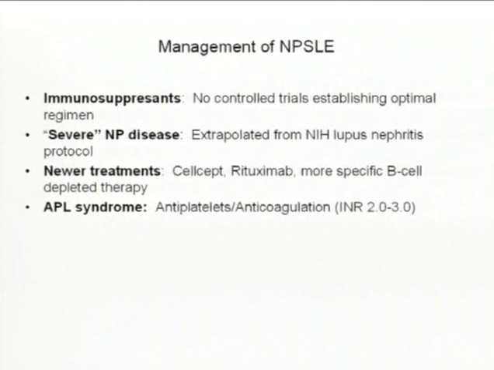Management of neuropsychiatric lupus is not well established and often empiric. There are no controlled trials establishing an optimal regimen. Often in someone who has severe or life-threatening neuropsychiatric disease, we treat them with a regimen extrapolated from the NIH lupus nephritis protocol, which includes IV prednisone and Cytoxan. Newer treatments for neuropsychiatric lupus might also be extrapolated from treatment of kidney disease. CellCept, Rituxan, as well as more specific B-cell depleting treatments promise to be an important addition to our armamentarium.